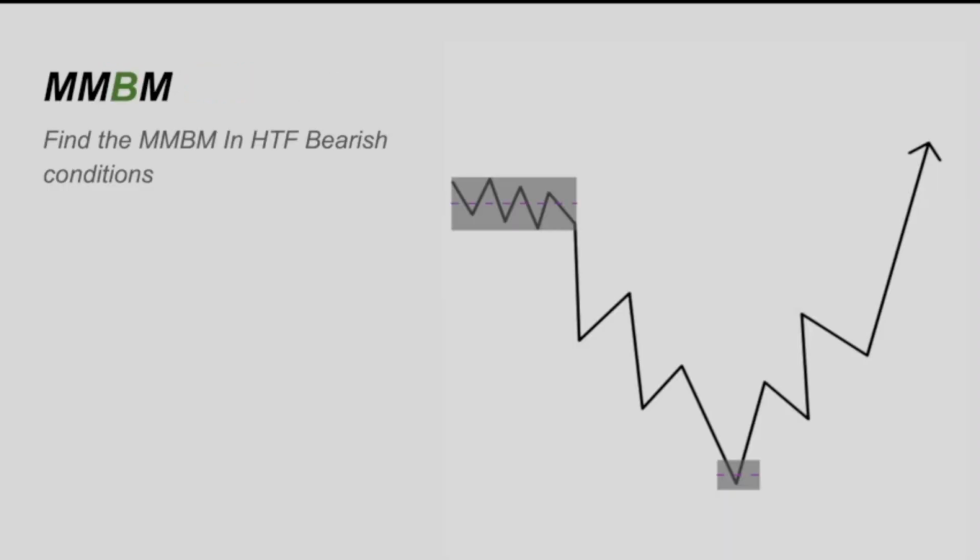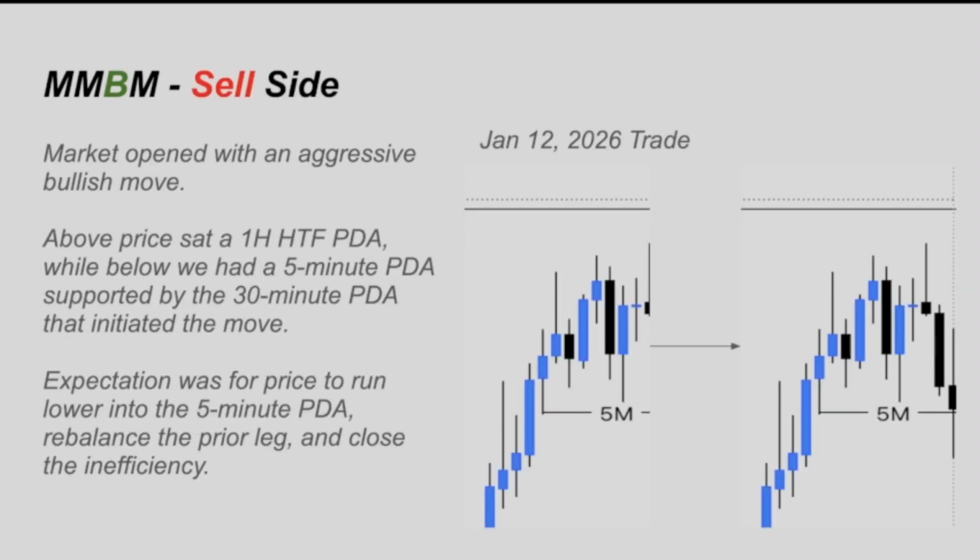Market maker buy models. We try to find market maker buy models in high time frame bullish conditions. I didn't edit this, but this is supposed to say bullish conditions, holy waffle. Sell side, right? Which would be this part, or this part leading into it. Okay, so market opened up with an aggressive bullish move. We hit a 30-minute key array, so a 30-minute fair value gap, and we started our extremely bullish move towards this hourly, and we had an NWOG above on January 12th.